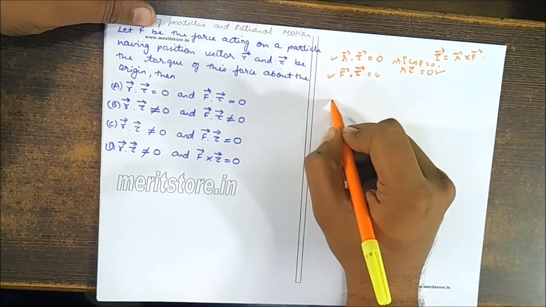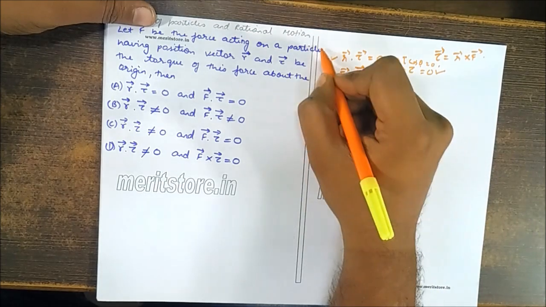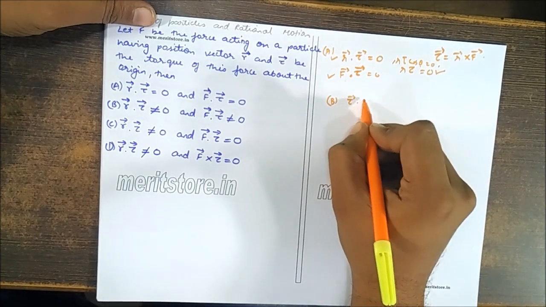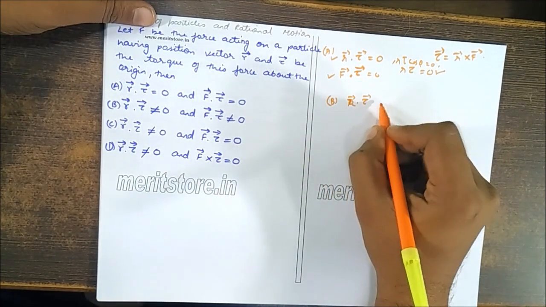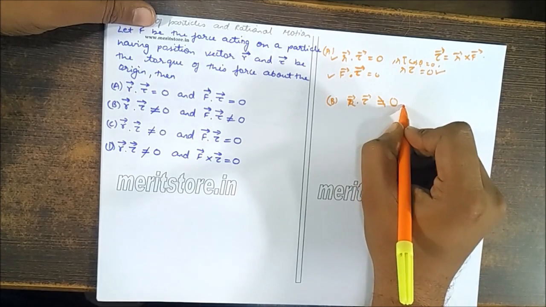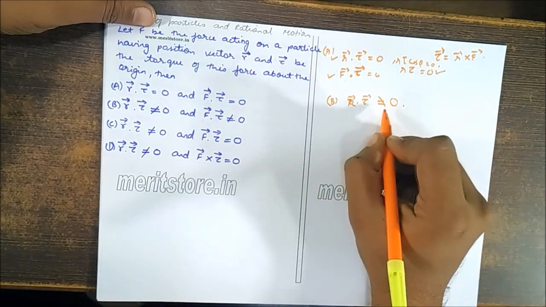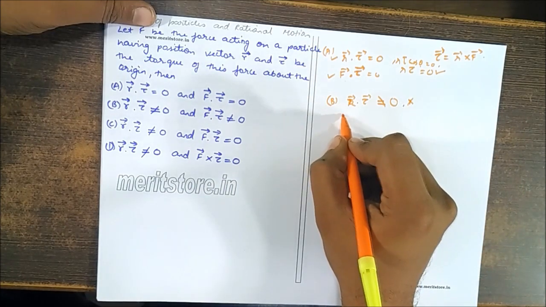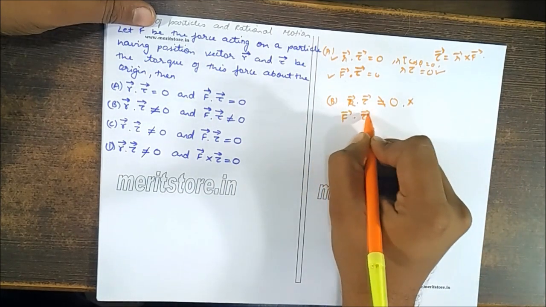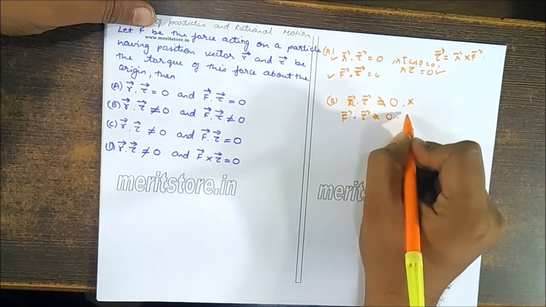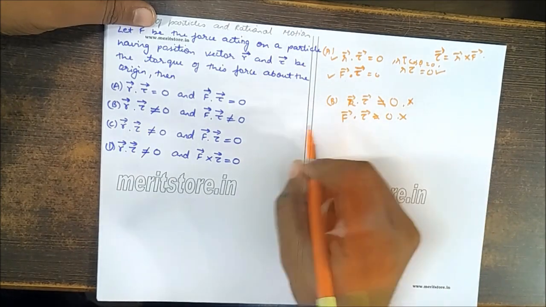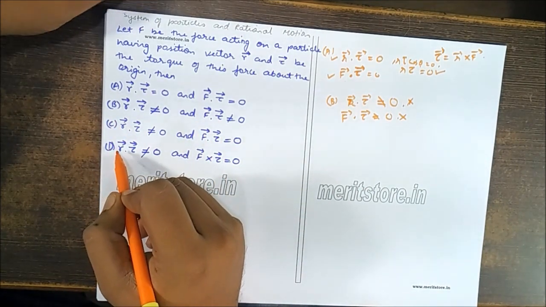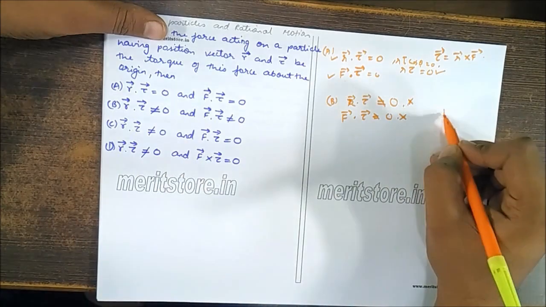Let us check one more condition and verify whether our answer is correct. I have r bar dot tau bar not equal to 0. Just now we have proved that it equals 0, hence this is wrong. Even F bar dot tau bar not equal to 0 is wrong. It equals 0. That means none of the conditions B, C and D are correct. Only option A is correct.